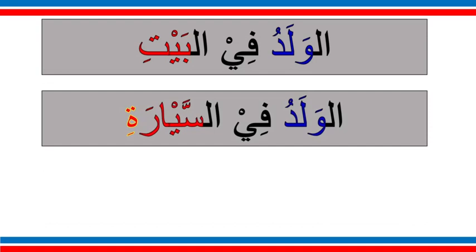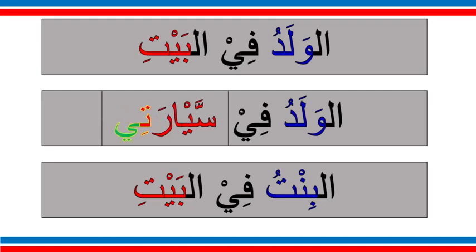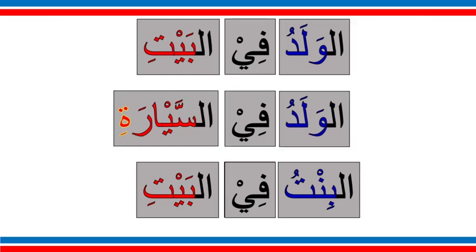We can make it الولد في السيارة because we learned also the meaning of سيارة. So الولد في السيارة, which we pronounce it السيارة. We can make it البنت في البيت. البنت, the girl, في البيت. Or we can make it الولد في سيارتي. The boy is in my car. So we can make it الولد في البيت or الولد في السيارة. And we can make it البنت في البيت or البنت في السيارة.